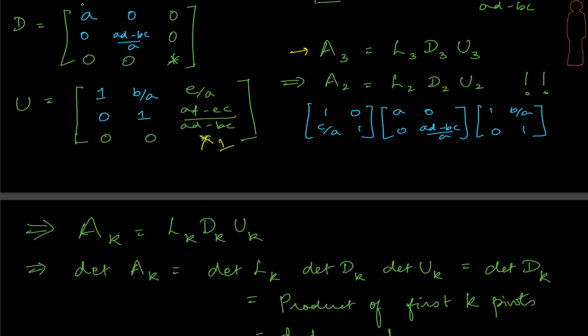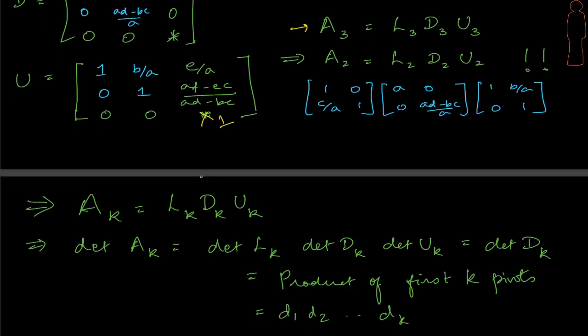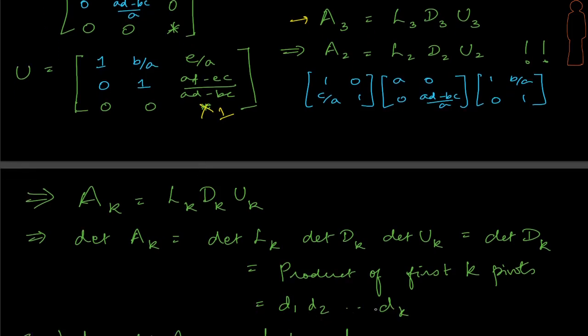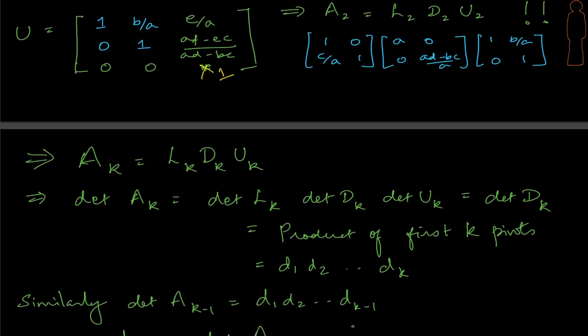Let me assume that they are D1, D2 and D3 etc. So what will I have here? This is going to be D1, D2 up to Dk. A product of them will give me the determinant of Ak. Therefore, I can actually start looking at what is the determinant of Ak minus 1. That will be the product of D1, D2 up to Dk minus 1, isn't it? Right? So that's what we have here.